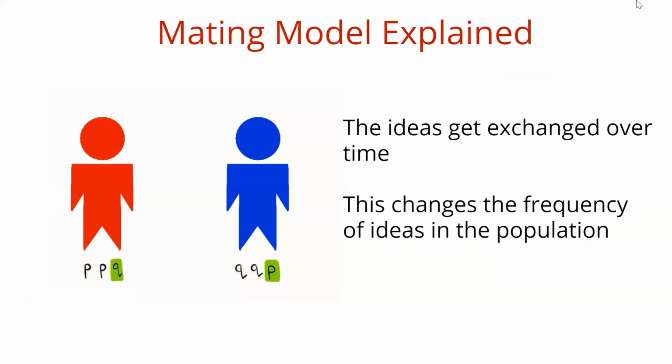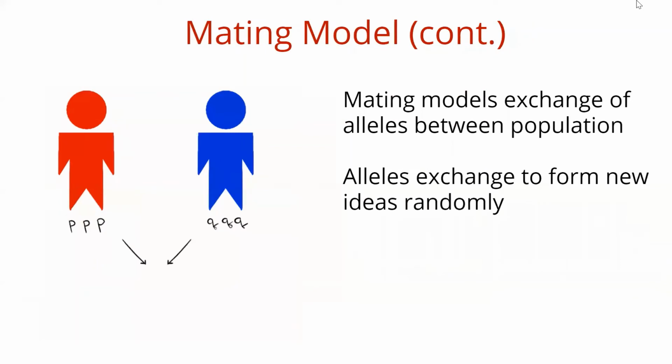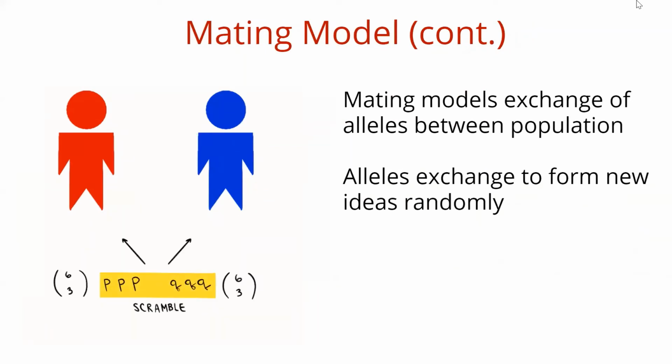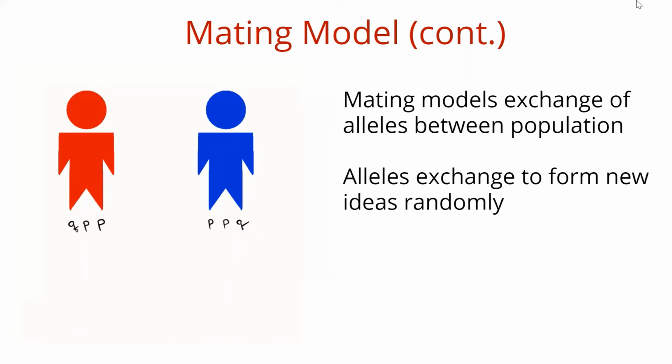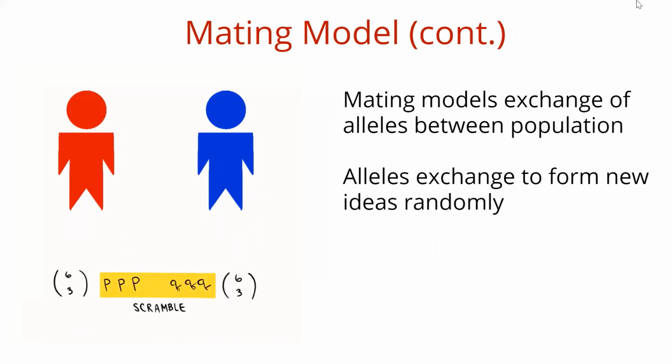So if a new refugee only knows one approach, for example, arbitration, they would be represented by PPP. Similarly, if they knew all three approaches, they would be represented as PQR. As these individuals interact and conflict resolution occurs, these ideas are transferred over to each other, and the ideas are randomly redistributed between the two individuals.